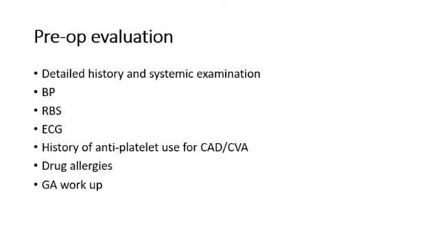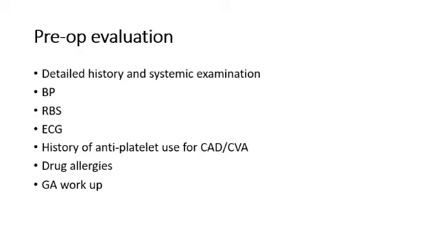Preoperative evaluation of the patient, a detailed history and systemic examination has to be done. We have to record the patient's blood pressure, random blood sugar, ECG, and a history of antiplatelet use for CAD and CVA has to be taken because the antiplatelets might have to be stopped for 1 week before the surgery, like an orbital surgery or a lacrimal sac surgery. We need not stop the antiplatelet use for only cataract surgery because the bleeding is very minimal for modern day phacoemulsification.